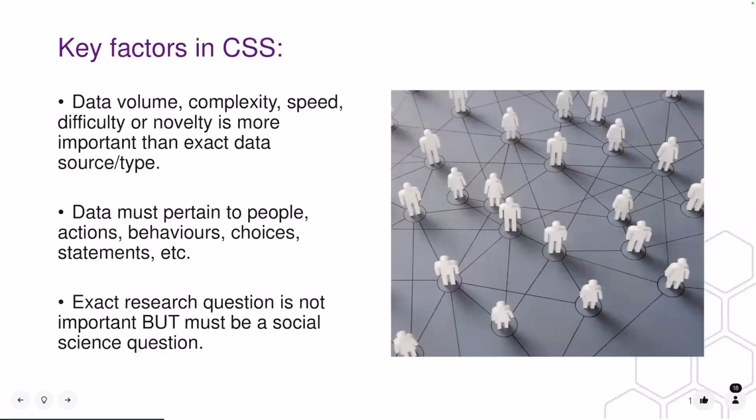Additionally, the data must pertain to people, actions, behaviors, choices, and statements. And that links to the final point, which is that the research question should be a social science research question, which uses atypical data to talk about how people make decisions or what influences their behavior and choices. So the exact research question is not important, but the main point to stress is that it must be a social science question. And this is kind of where we have that really obvious intersection then between the computation and the social science. And that's what we're going to be focusing on today.